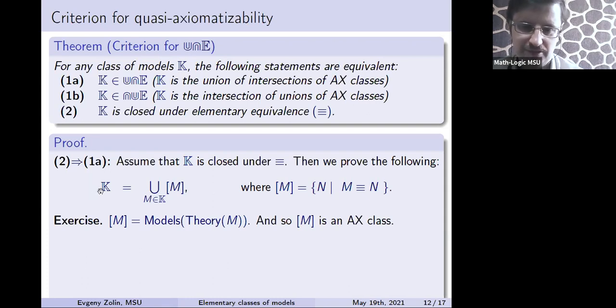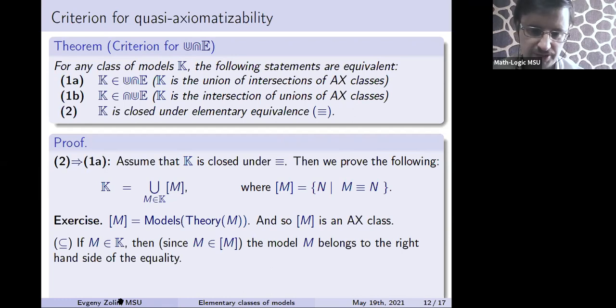But if you draw a picture, this is almost obvious. K is closed under elementary equivalence. What does it mean? If we take any model from our class, then the whole equivalence class of this model is inside our K. It cannot be that a part of this class is inside our class K and another part is outside. The whole class is inside our K. And so K is partitioned into these equivalence classes. And this is what we prove here.